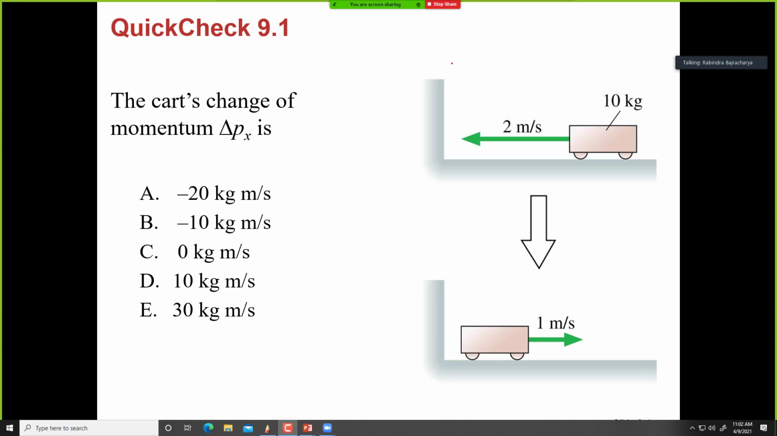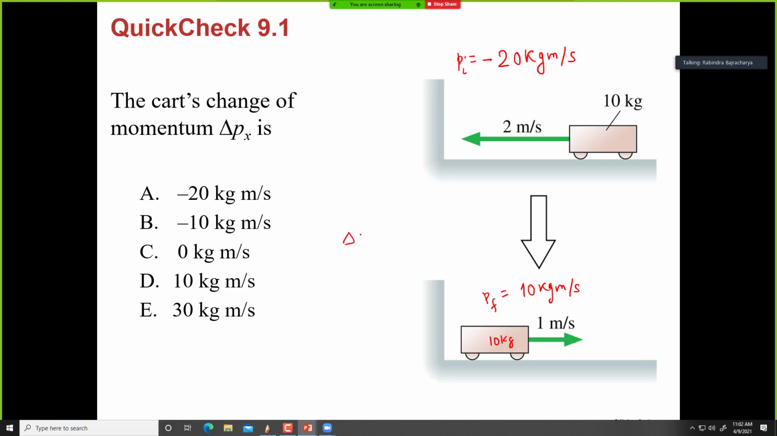Okay, so let's see if it is right or not. So initial momentum is 2 times 10, mass times velocity, is 20 kg meters per second, and it's going to the left, so we need to consider a negative sign for that. It's very important. And mass doesn't change, still 10 kilograms. So the final momentum is 10 times 1, which is 10 kg meters per second. Okay, so that's PF, that's PI.